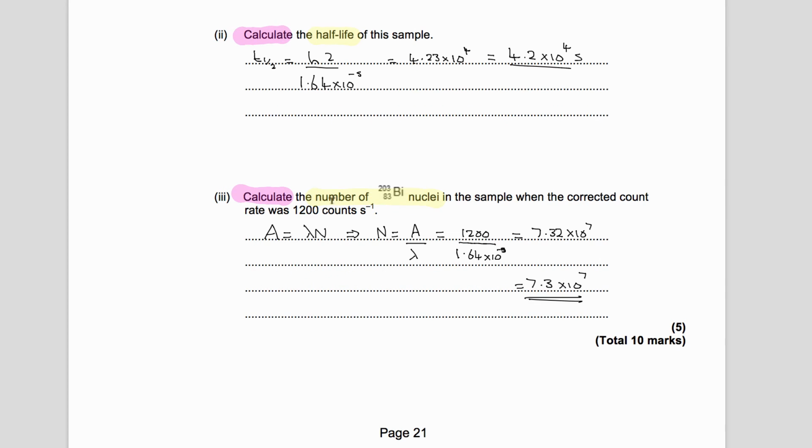And finally, we're then asked to calculate the number of these nuclei in the sample when the corrected count rate was 1,200 counts per second. So if we're looking at the number of nuclei, and we know the activity, this is the equation we've got to use. So this is the activity at that particular time. This is the decay constant, this is the number of nuclei, so we rearrange it to this. Simply put our numbers in. Activity is 1,200, because it says that in the question here. The decay constant is 1.64 times 10 to the minus 5, which is the decay constant we worked out before. So the number of nuclei is just 7.3 times 10 to the 7.